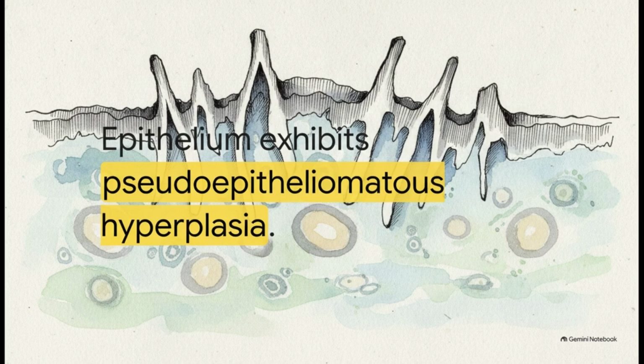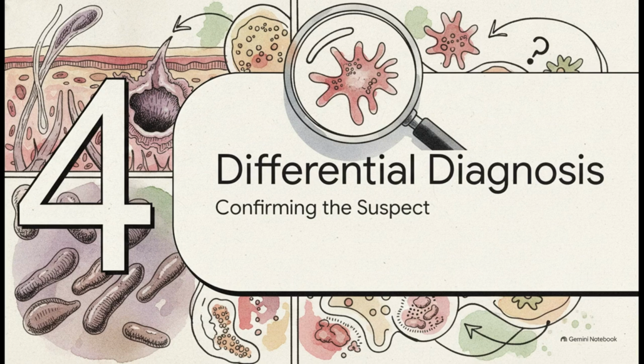If a pathologist, or if you, only looks superficially and misses those tiny fungal organisms and the deeper granulomas, you could easily misdiagnose a completely curable fungal infection as a malignant oral cancer. That is a catastrophic misdiagnosis, and it's a massive trap you absolutely need to be aware of. That brings us to Section 4, differential diagnosis, how we definitively confirm the suspect.